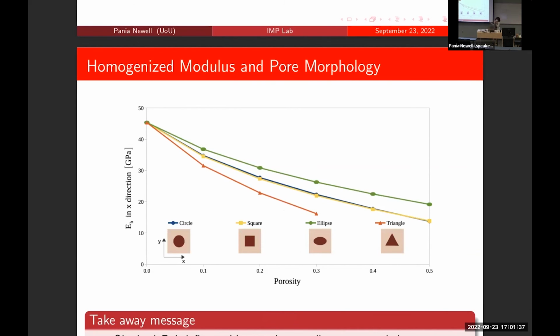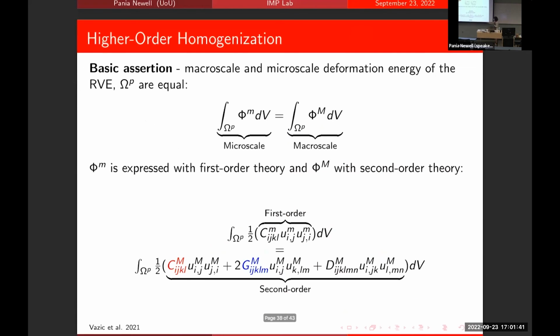I guess I forgot to upload the right figure. When we plotted this, the work is published, you can look at it. It's the higher order C tensor and G tensor. The triangular is the one that gave us a lot of problems, but with the circular and square shapes, we could move on.